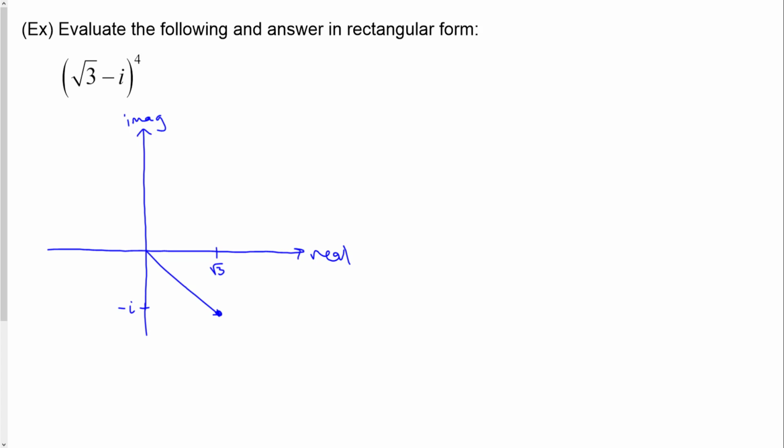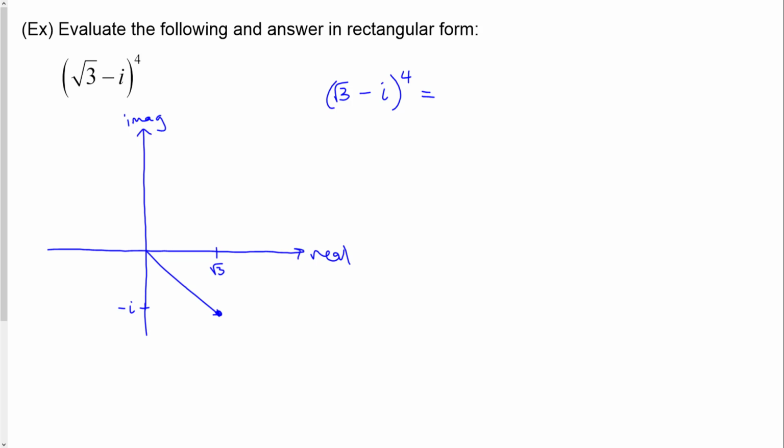Now, what I'm going to do is take this number and raise it to the 4th power. So square root of 3 minus i, raised to the 4th power. Before I do that, I want to convert this thing into the trigonometric form. It's going to be much easier. So the trig form.